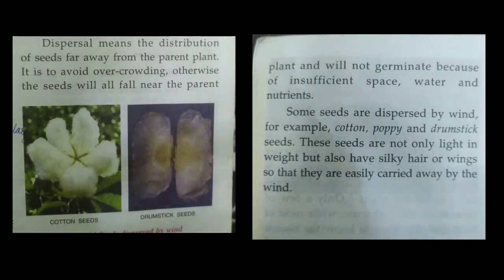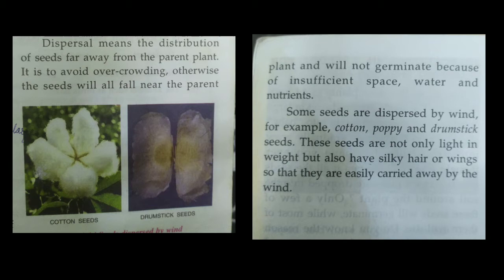Now let us study what we mean by dispersal of seed. Dispersal means the distribution of seeds far away from the parent plant. It is to avoid overcrowding of seeds. Otherwise, the seeds will all fall near the parent plant and will not germinate because of insufficient space, water and nutrients.